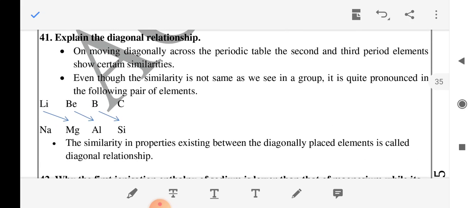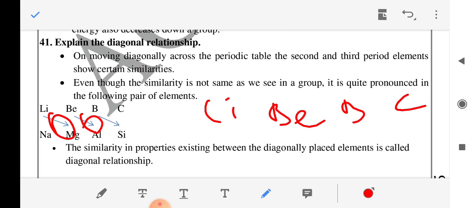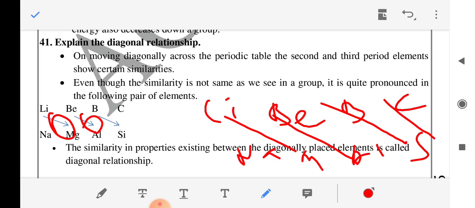Okay, the next one, explain the diagonal relationship. This is the second period: lithium, beryllium, boron, carbon. Then the third period: sodium, magnesium, aluminum, silicon. The diagonal relationship means that elements moving diagonally across the periodic table, between the second and third periods, show certain similarities. This is a diagonal relationship between the second and the third period.